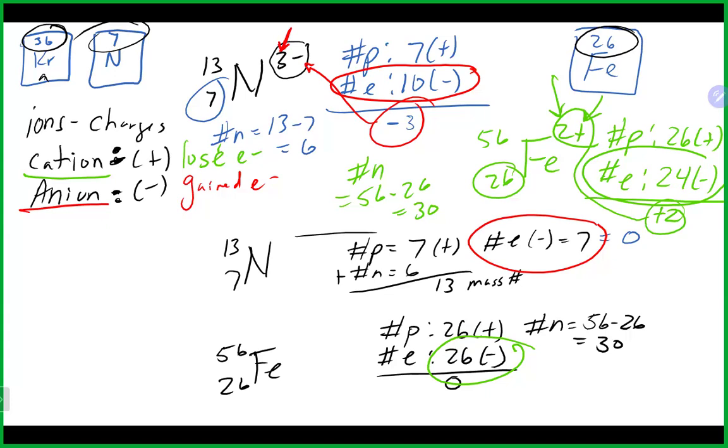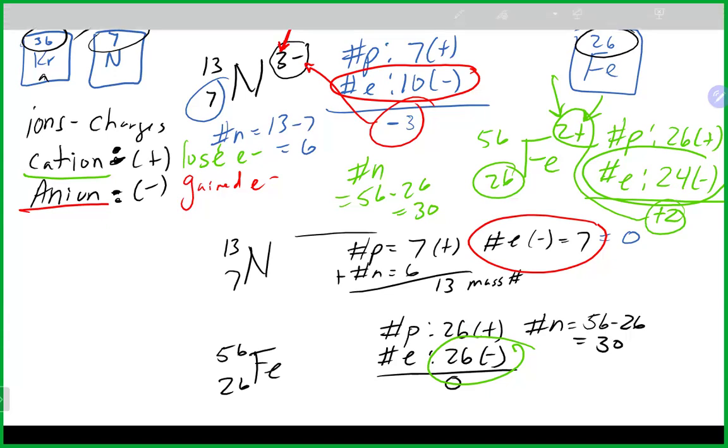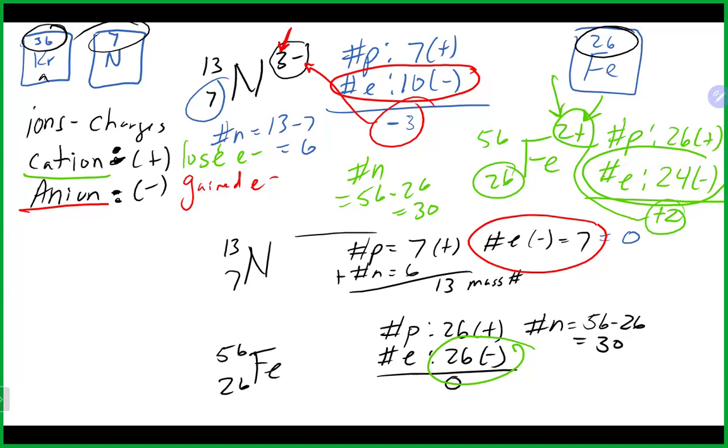So when things do make ions and they make something with charges, the only thing that's affected is the number of electrons. Once again, protons cannot change, otherwise the element changes, and obviously neutrons have no charge, so they cannot affect the overall charge of an isotope, atom, whatever you want to call it. Any questions on that one? Why don't you try one?